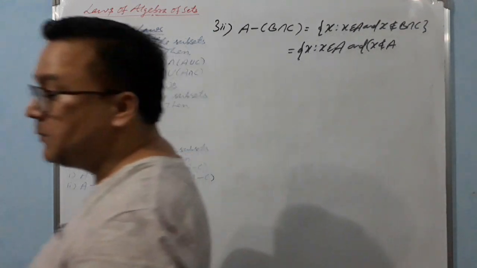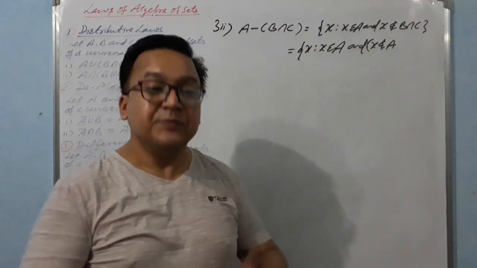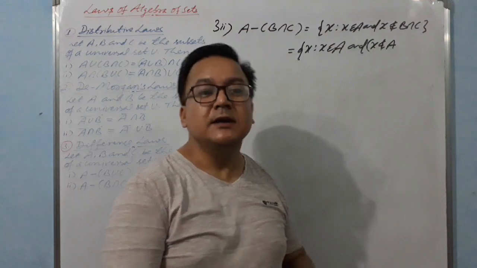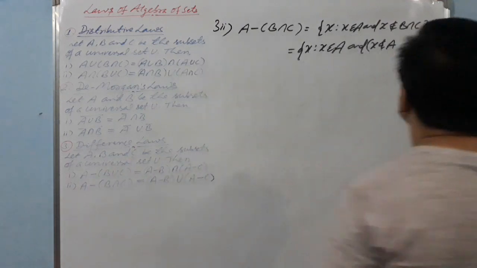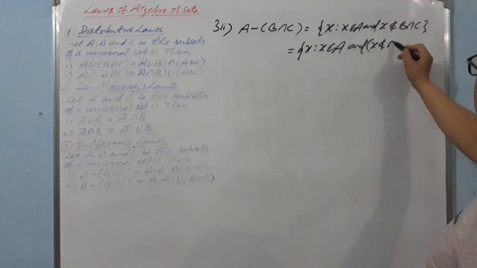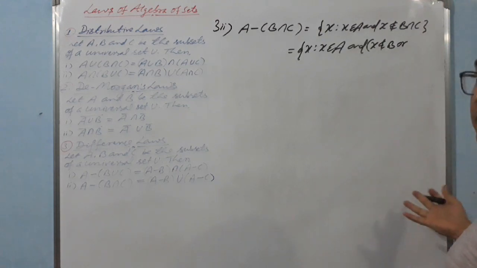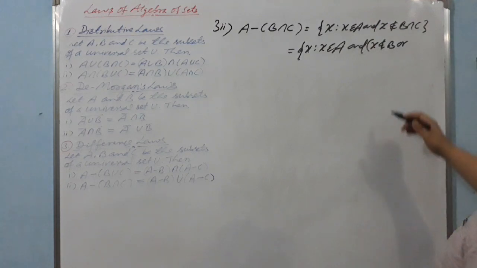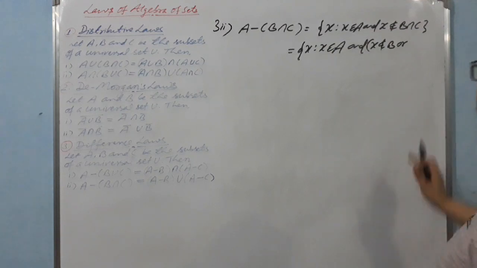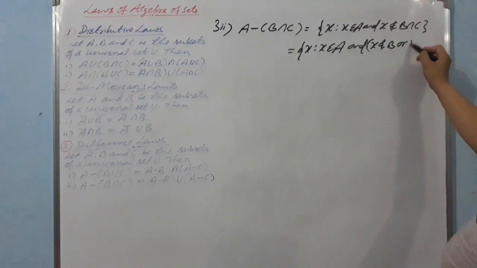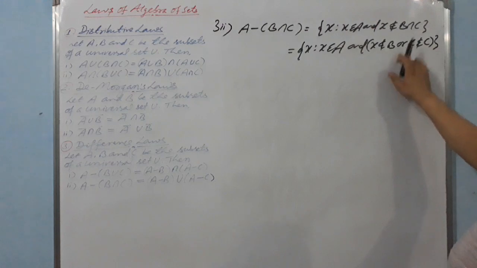Listen to me. If x belongs to B intersection C, then we can write x belongs to B and x belongs to C. But here we have the case of does not: x does not belong to B intersection C. This means we can write x does not belong to B or x does not belong to C. If you write "and" here, that is wrong. x may or may not be in B or C, may be in B or may be in C, but not in both. So x does not belong to B or x does not belong to C. This is the correct statement.